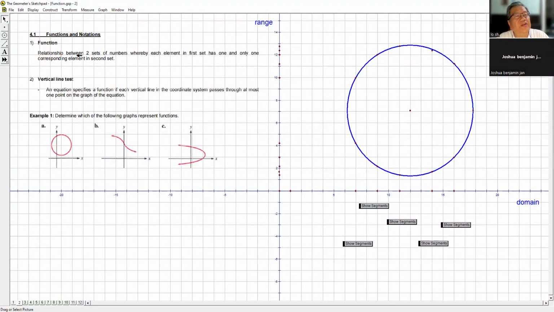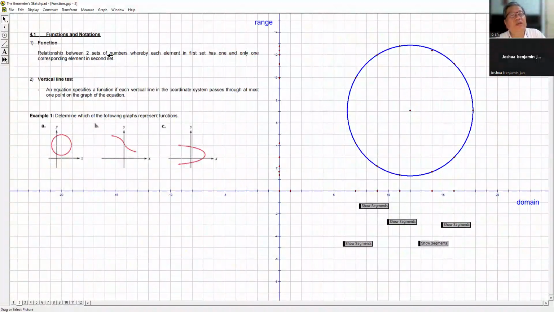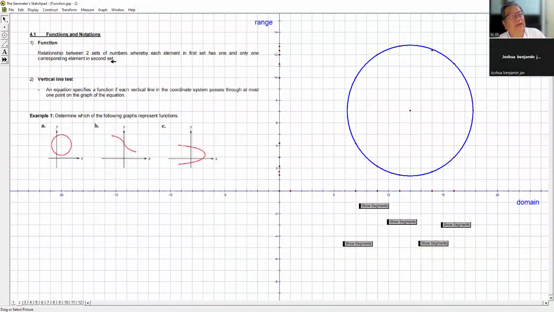Now, what does this mean? We are trying to define to you what is a function. So they say a function is a relationship between two sets. So we have one set of numbers here and another set of numbers here. We have two sets of numbers, okay? The first set has one and only one corresponding element in the second set.